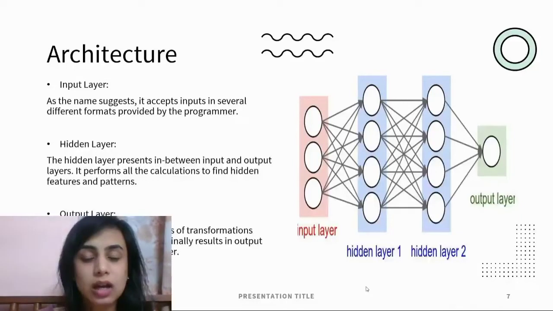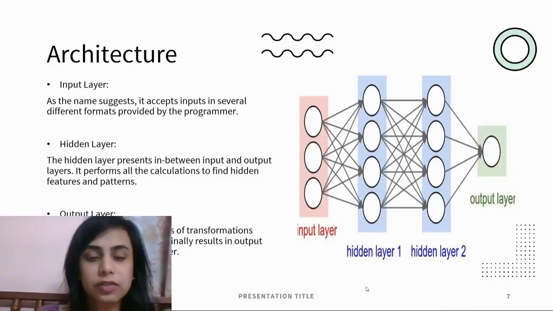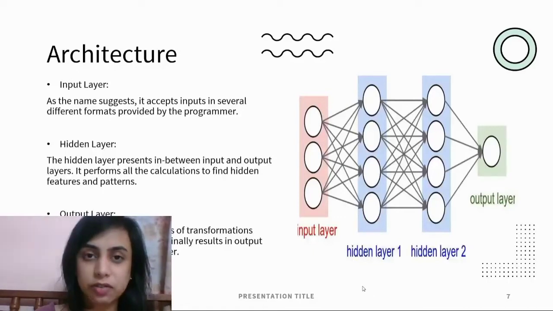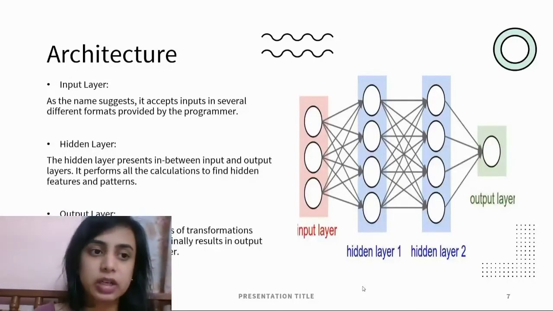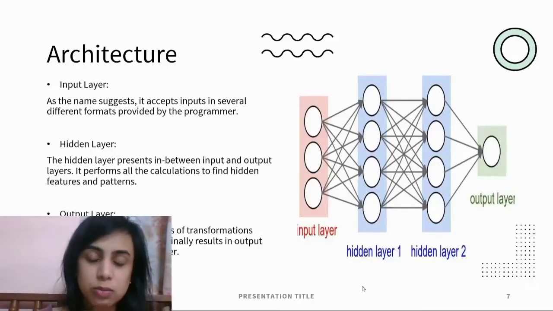So how is the architecture of an artificial neural network, you may ask? It consists of three significant layers, namely the input layer, the hidden layer, and the output layer. So the input layer, as the name suggests, accepts the input from a programmer in various formats.